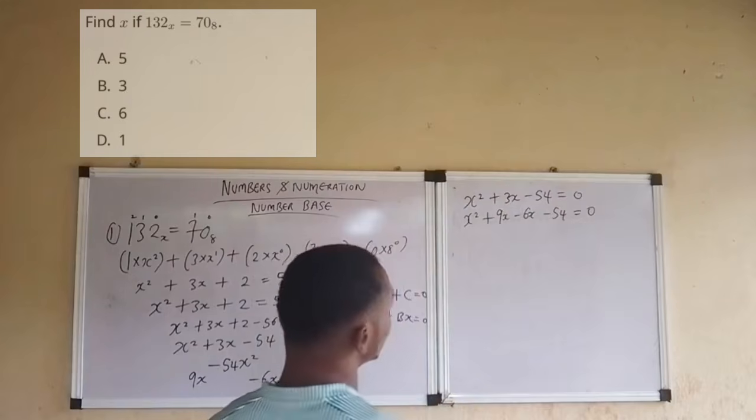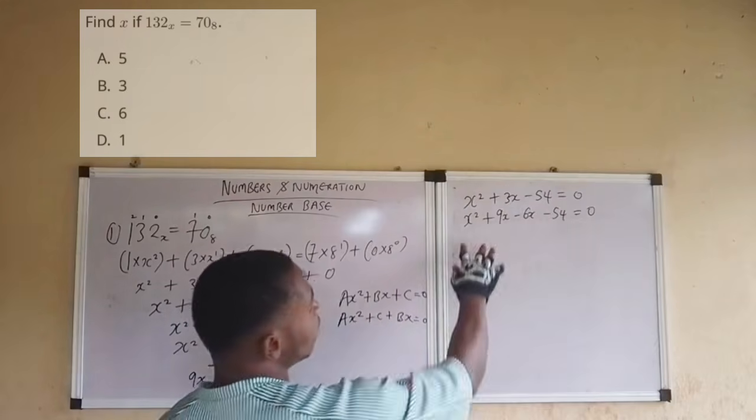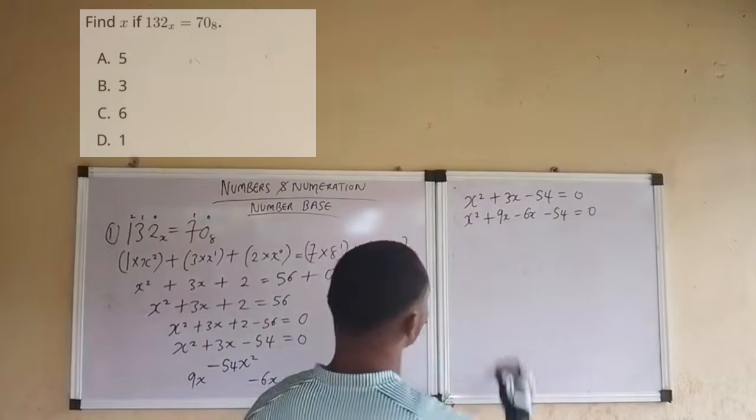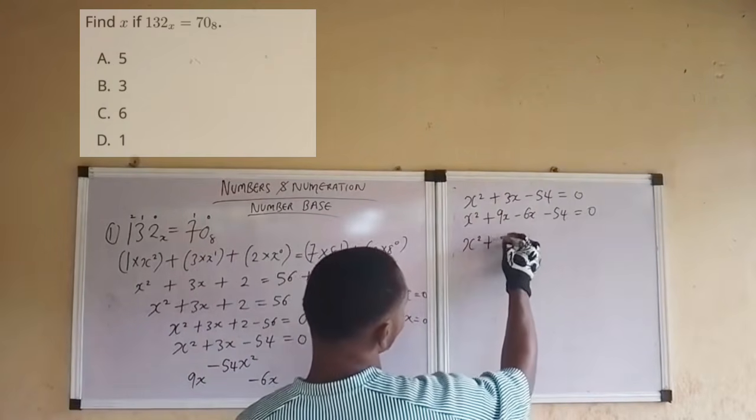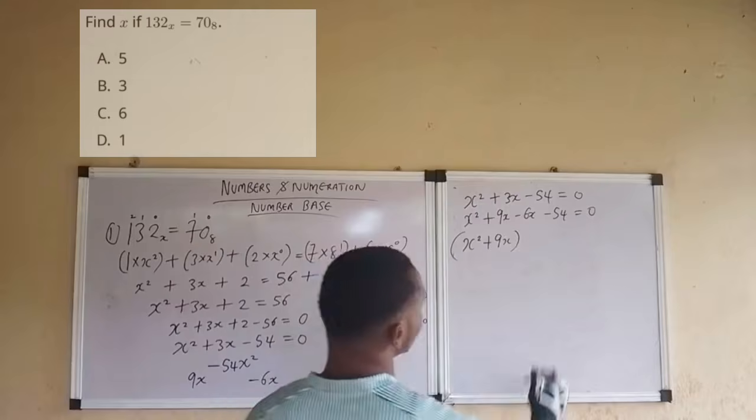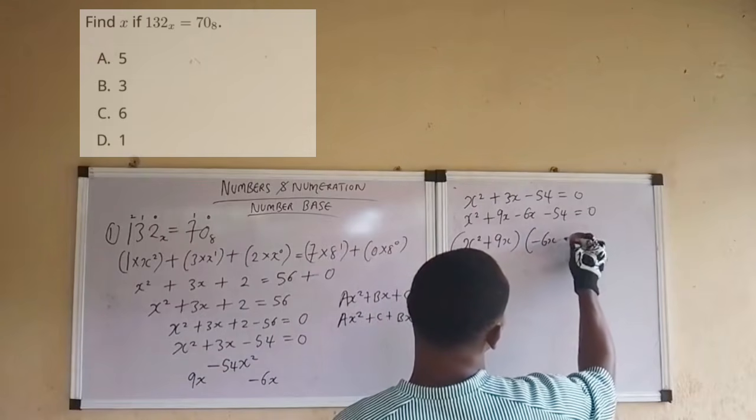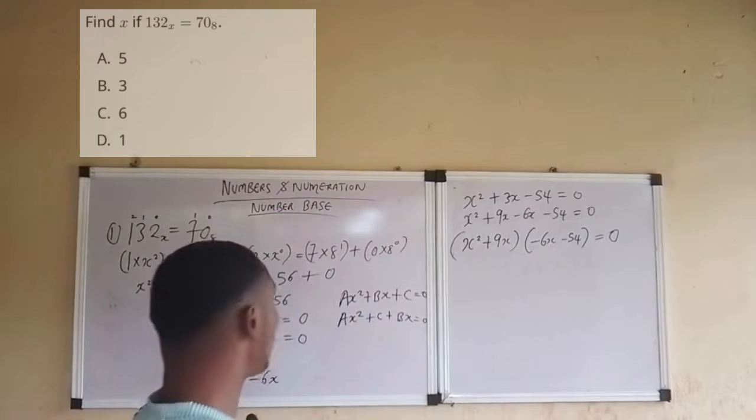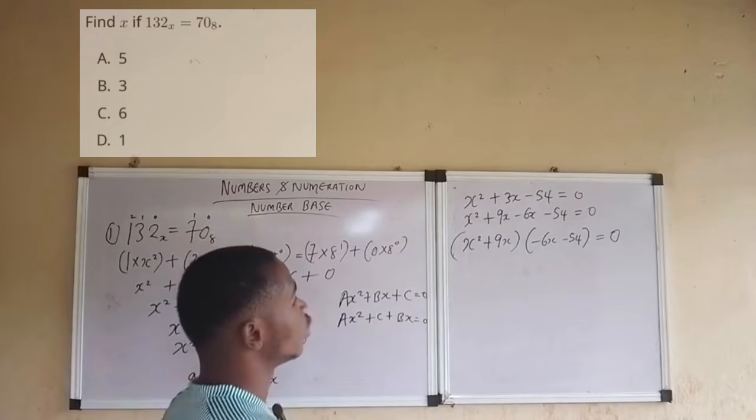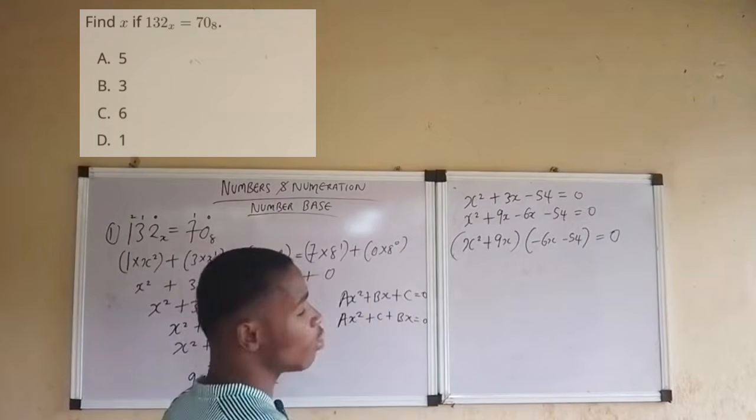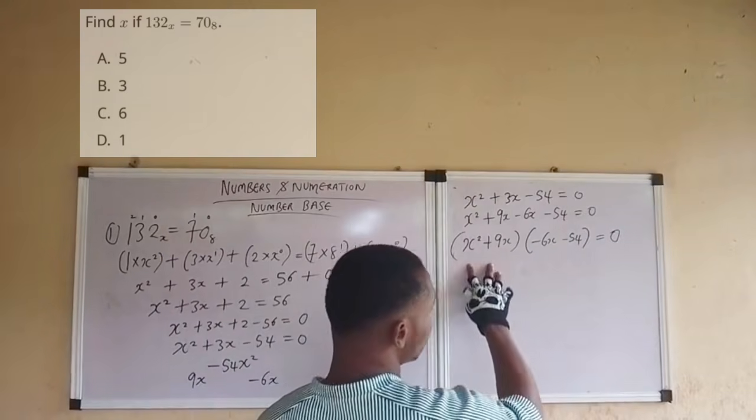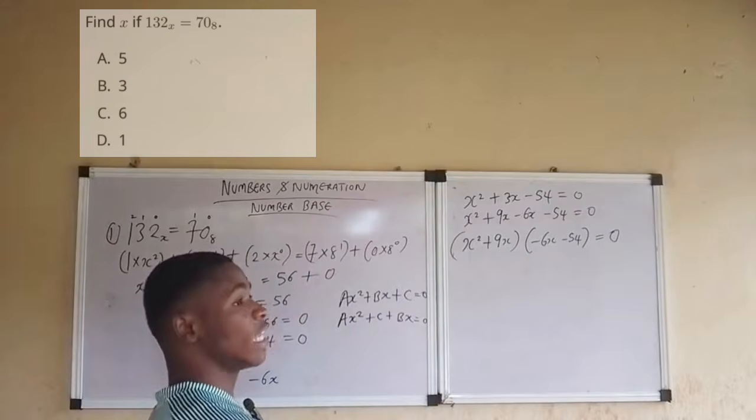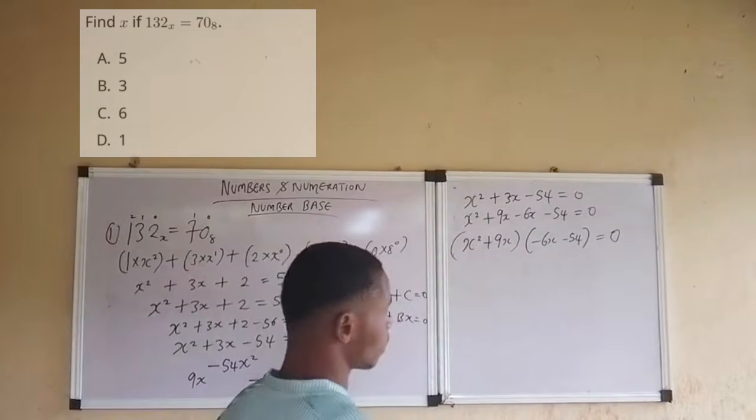The next thing you need to do is to put the first two terms in brackets and the second two terms in brackets. We are going to factorize them. So we are having x squared plus 9x in brackets, then minus 6x minus 54 in brackets, and we equate to 0. Now, having done this, what's the next thing you need to do? You need to factorize out a common term from the first bracket and from the second bracket, in such a way that the remaining terms in the brackets are the same.